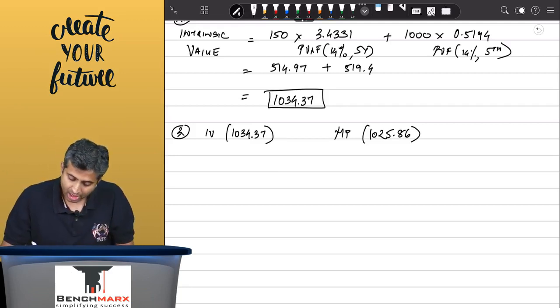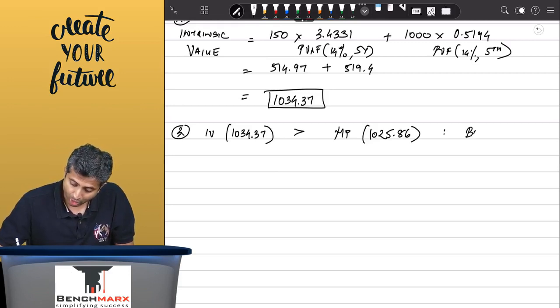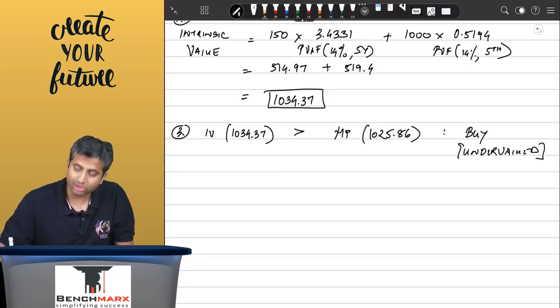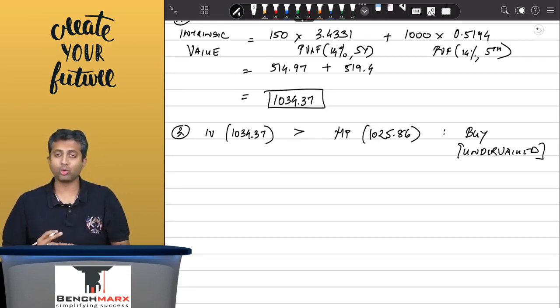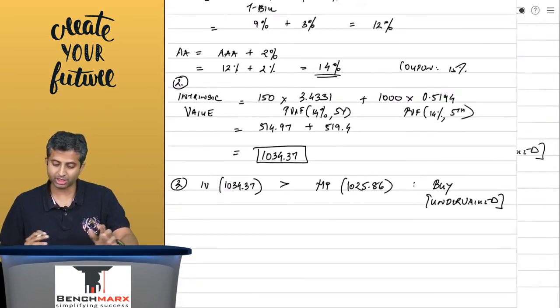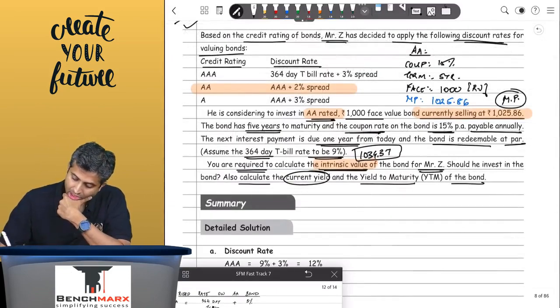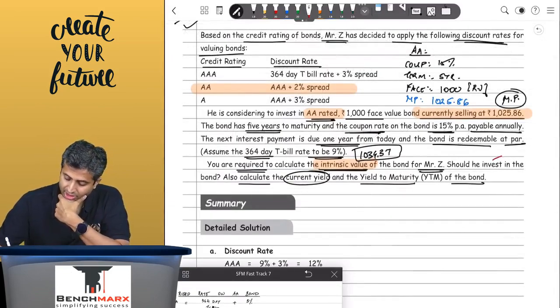So over here, the intrinsic value is greater than the market price, and hence this bond is worth buying because it is undervalued. Its true value is actually 1034, but it is quoted at around 1025. It is undervalued and hence should be purchased. Should he invest in the bond? The answer is yes. In fact, he should buy this bond.